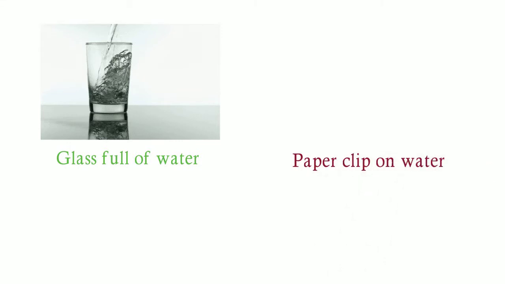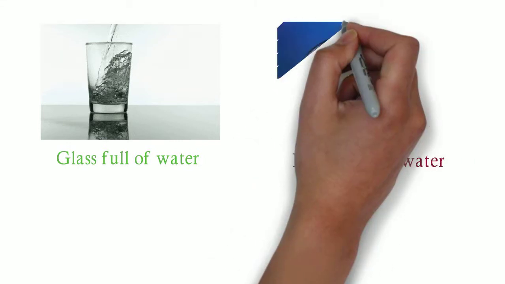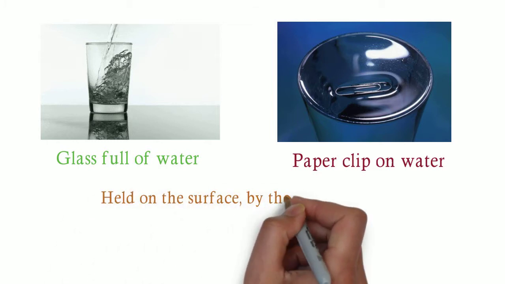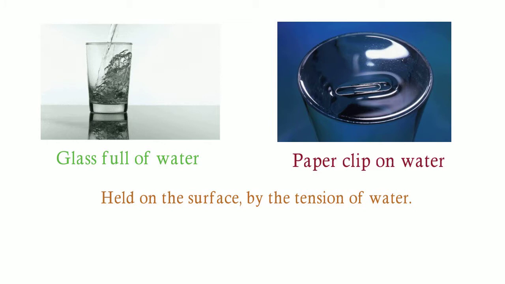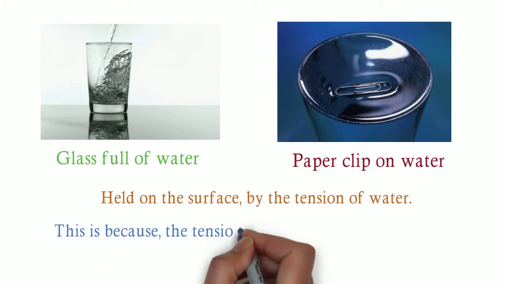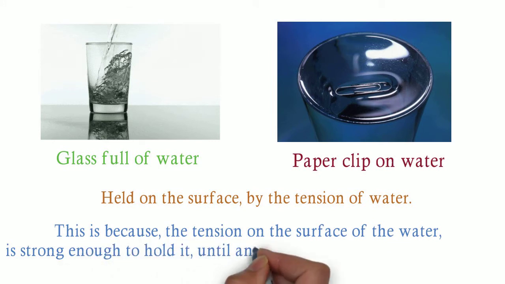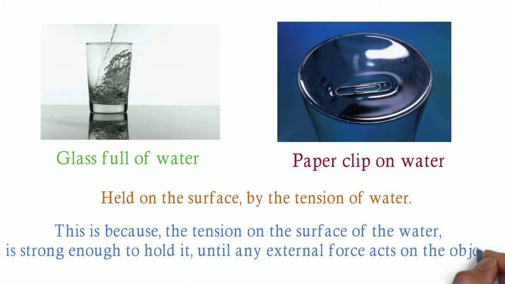Consider a glass full of water. If I am keeping an object with a small mass carefully on the surface, it will stay still. It is actually not floating, but held on the surface by the tension of water. This is because the tension on the surface of the water is strong enough to hold it until any external force acts on the object.